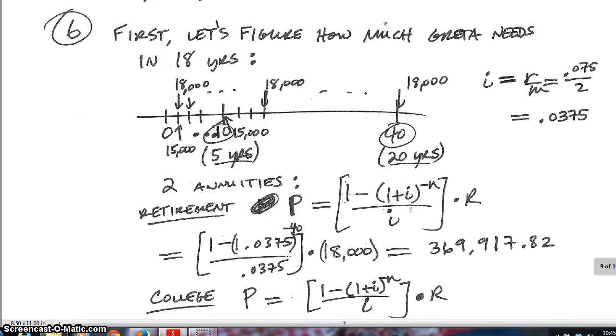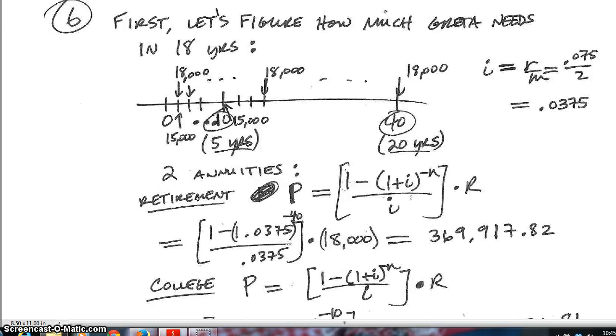Okay, first, figure out how much Greta needs in 18 years. So we're already in the future. The granddaughter is in college, starting college. Retirement started. So these $18,000 payments over the 20 years form one annuity. Okay? And that's the present value of it.